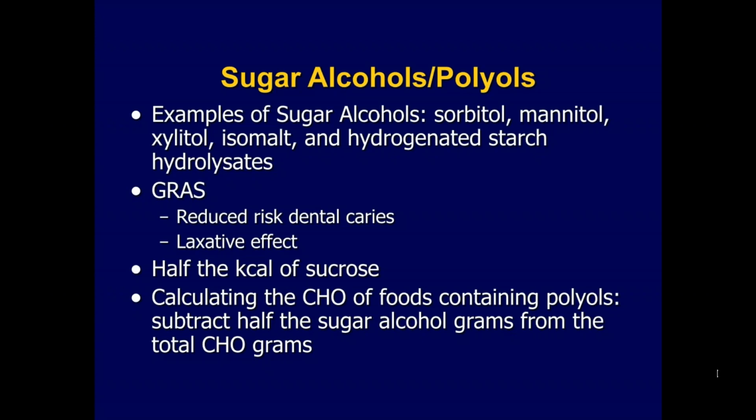So half the calories of sucrose. And when you're calculating the carbs of foods containing polyols, you have to subtract half the sugar alcohol grams from the total. Probably it's good to do calculations because then the insulin dosing is going to be more accurate.